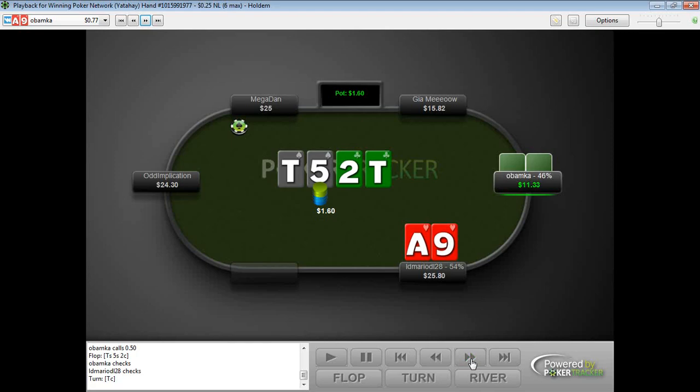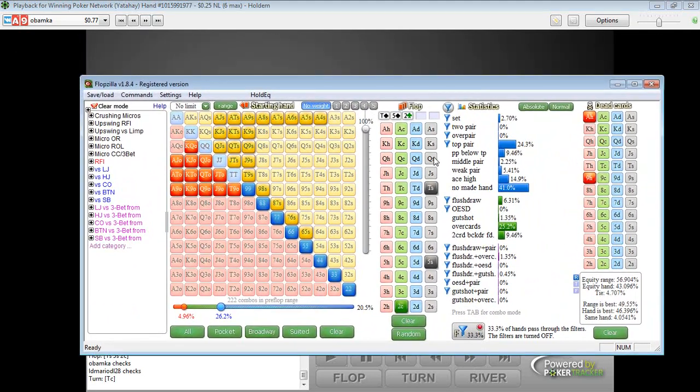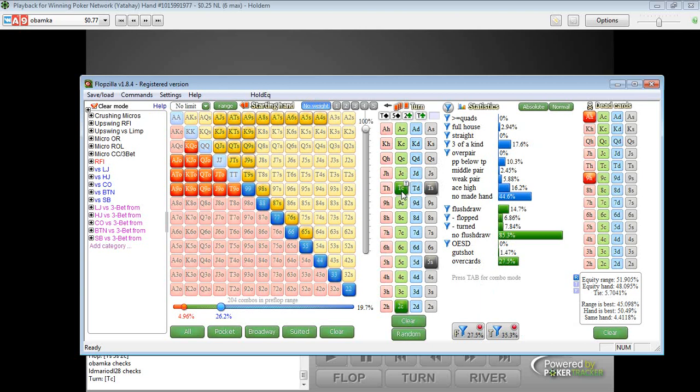So the turn comes a 10 of clubs. So let's see. A 10 of clubs actually still improves my equity versus his range. He does have a lot more 10s in his range than he does have aces in his range. So I think what I want to really look at here is now what he does.